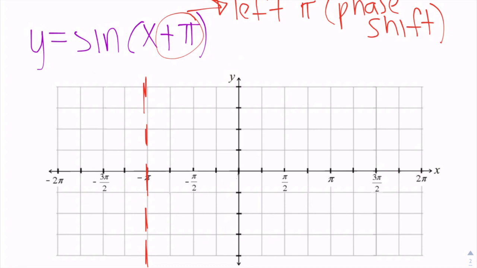Everything will shift over pi. Like now this pi over 2 would be shifted over to right here at negative pi over 2. Pi would be shifted over to 0. 3 pi over 2 would be shifted over to pi over 2. And 2 pi would be shifted over to pi.